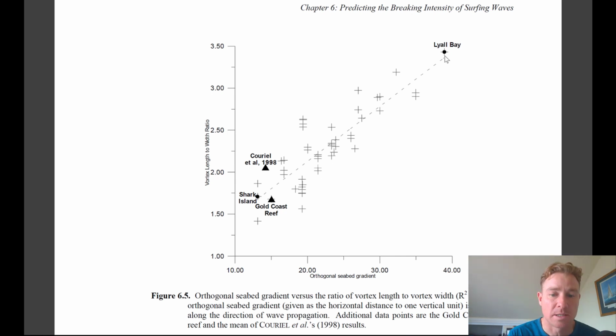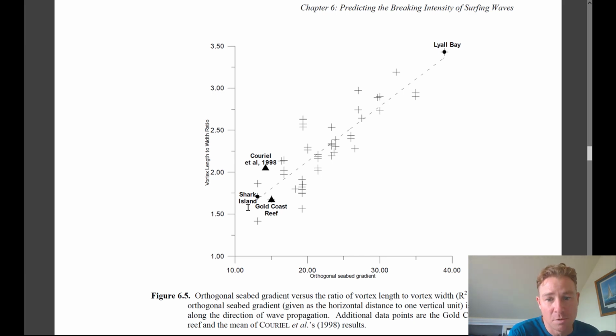So the higher the seabed gradient, sorry, I misspoke earlier. The higher the seabed gradient, the less variability that you have in the seabed gradient. So it's a horizontal distance to one vertical unit. So the ratio, the slope is longer horizontally than it is vertically when it's a mellower wave like Lyell Bay or San Onofre or Bolinas or Santa Cruz, Cowles. So you have a longer horizontal distance versus the vertical unit, whereas a lower horizontal distance to vertical unit like Shark Island or Pipeline or Teahupo'o, you have a low orthogonal seabed gradient.